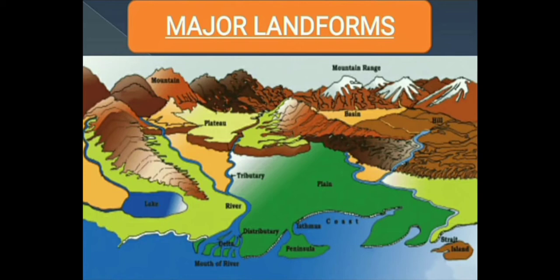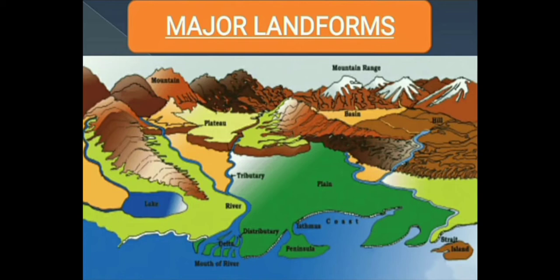So, the landmass on the Earth's surface has different types of landforms. Some are flat and some are raised. The differences in the physical features are called relief. And the landmasses are grouped into mountains, plateaus, plains, deserts, and rivers.